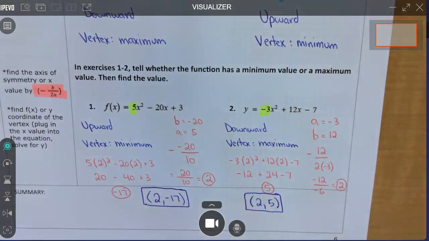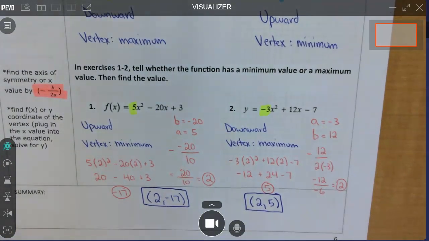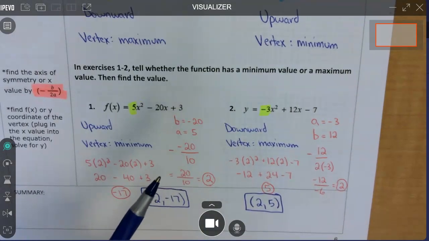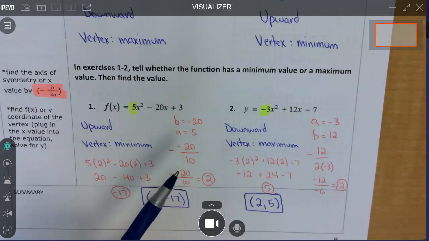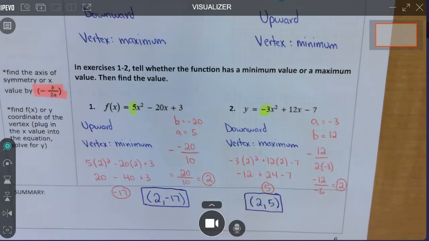Okay. Now in 8.3 part 1, you also did this skill. But now we're just looking at it from the perspective of, okay, I know it has to be either upward or downward, which means the vertex has to be a maximum or minimum, and I want to immediately find where that point is going to be located. Now on the next page, we're going to actually graph the parabolas from a starting equation.